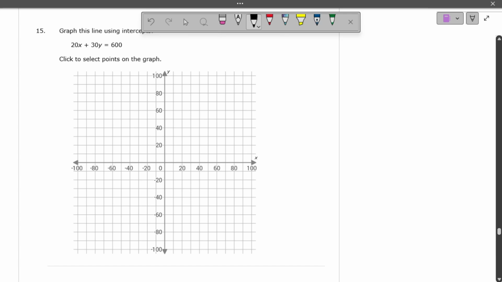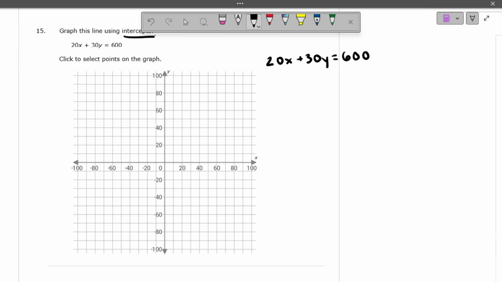Graph this line using our intercepts. So let's rewrite our equation over here. 20x plus 30y is equal to 600.